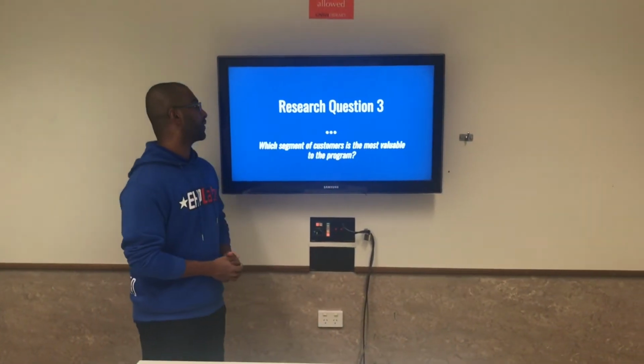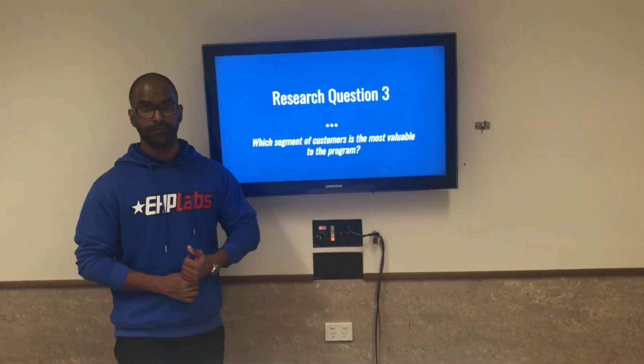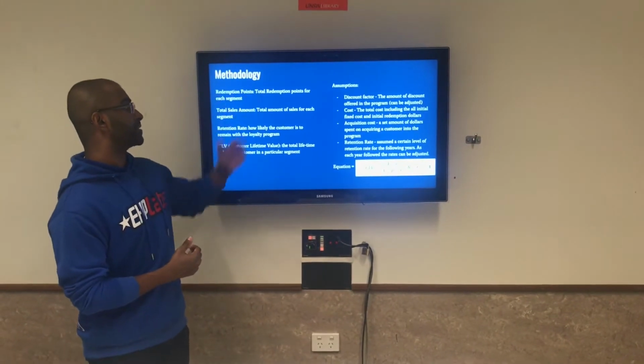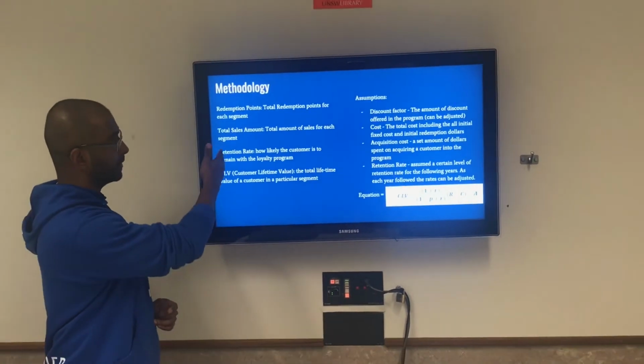So for research question 3, we're going to look at which segment of customers is the most valuable to the program. The methodology we used is to first of all calculate the redemption points. Initially it's the total redemption points for each segment. Then we calculated the total sales amount for each segment.